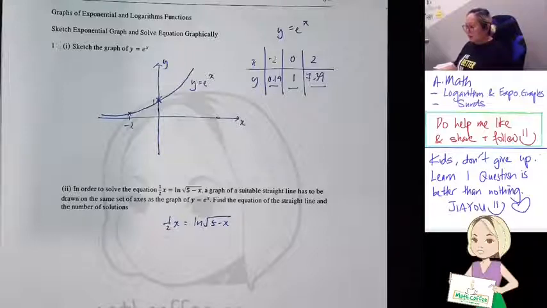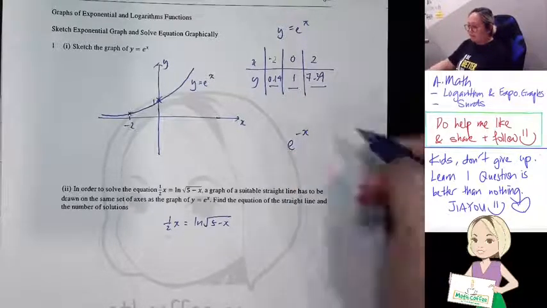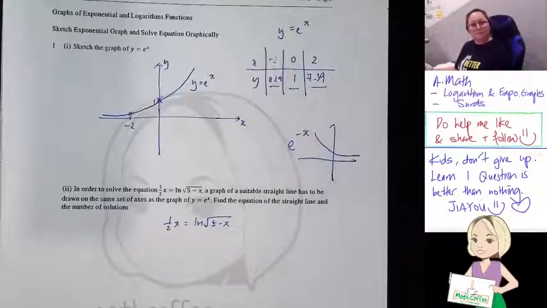No, the minus should be at the power, Minecraft, not at the e there. If it's e to the power of minus x, then it will be this shape.